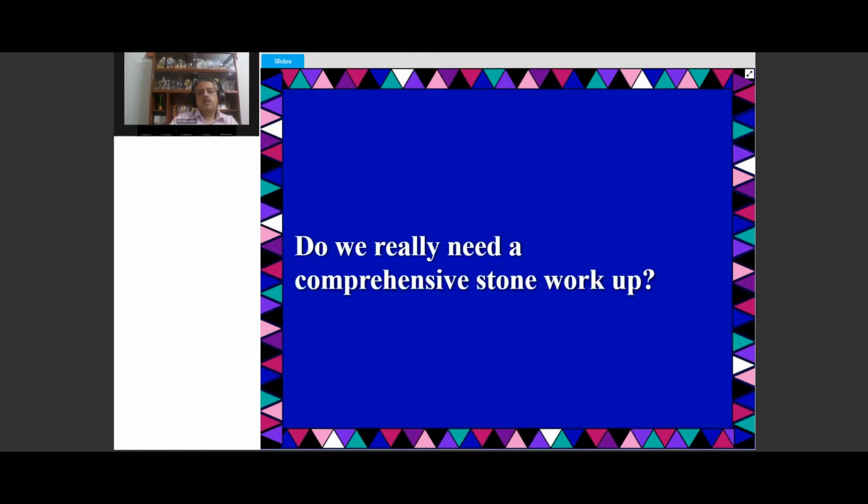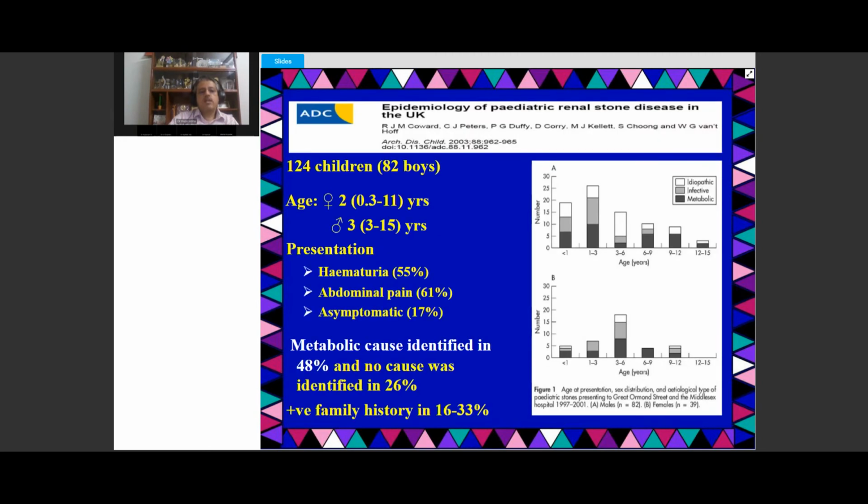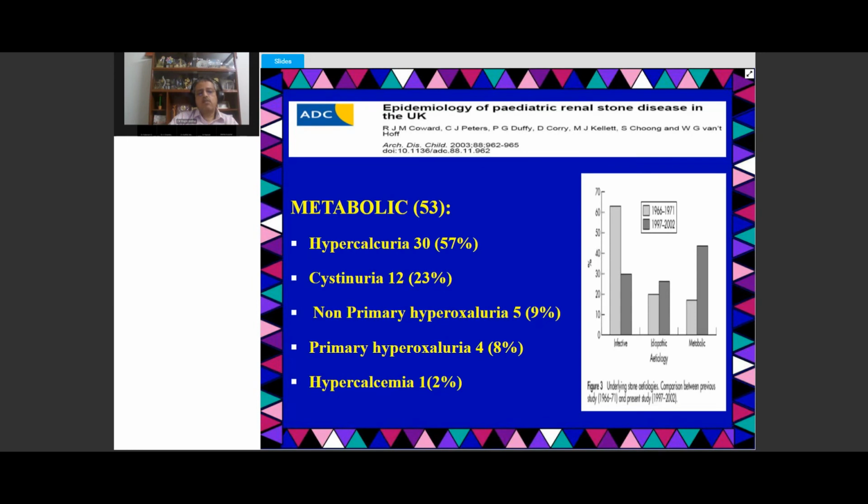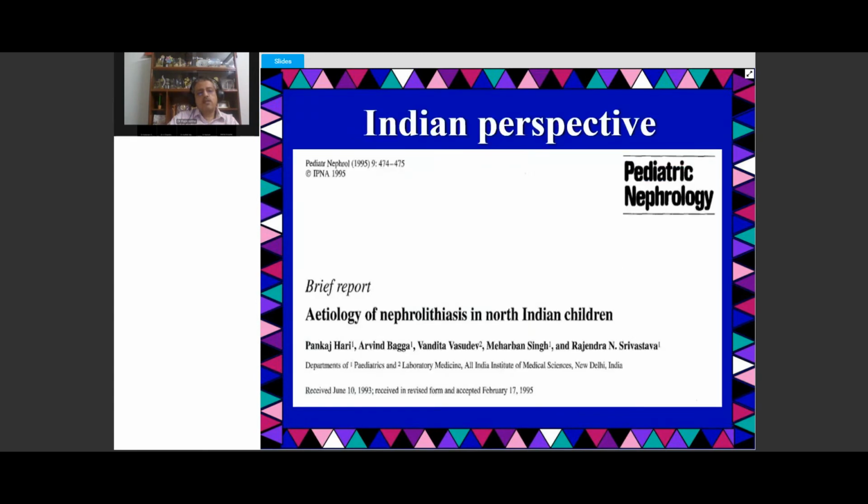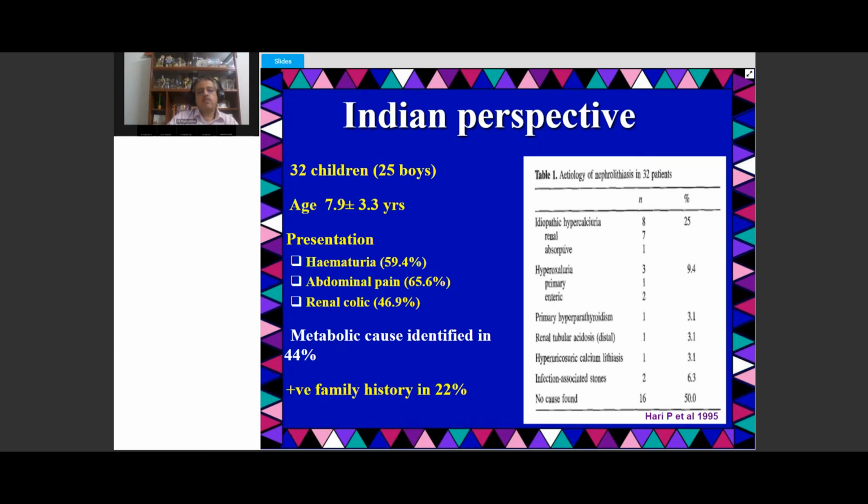Now, do we really need a comprehensive stone workup? Going back to the motto of this talk, leaving no stone unturned. This study was from Great Ormond Street Hospital. It is often quoted. They looked at 124 children, and they showed that nearly 50% of them had a metabolic cause, and the commonest was hypercalciuria followed by cystinuria. Closer home from AIIMS, they also showed in a smaller cohort of 32 children that 44% of the time they were able to find a metabolic cause. And again, hypercalciuria was commonest.